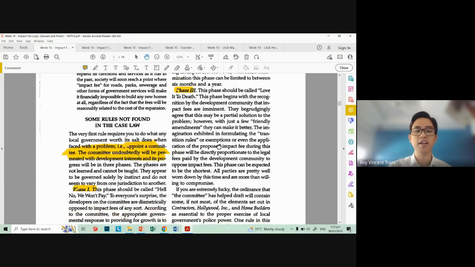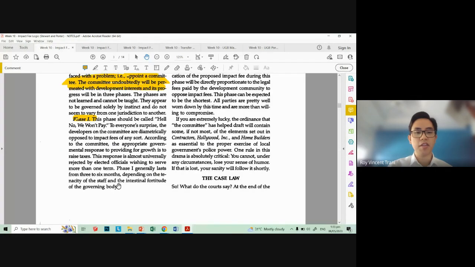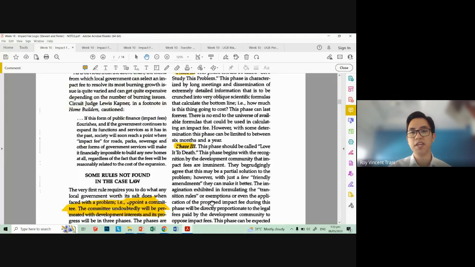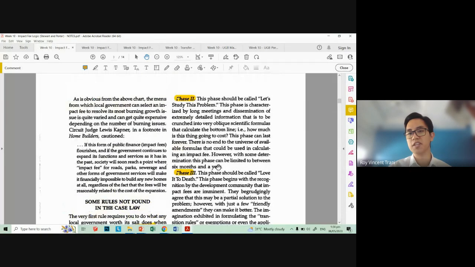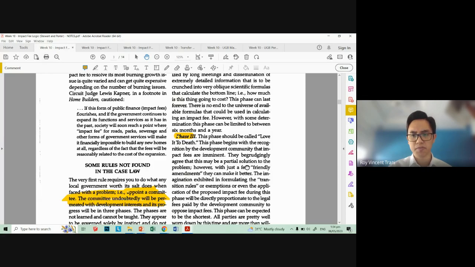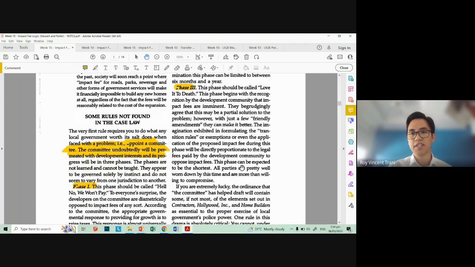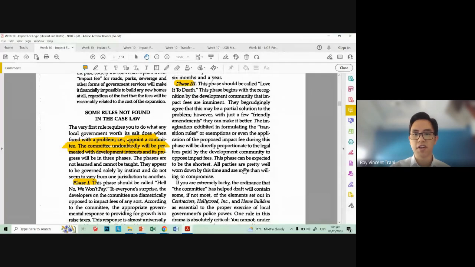So you have like a flow here. Let's see, 3 to 6 months of initial negotiations on how much the impact fee should be, and then another 6 months to a year to discuss the actual numbers of how much the impact fee should be for this proposed project. And then finally, phase three, what the author calls love it to death, is when the developer has begrudgingly agreed that the impact fee is coming, and they can't escape from it.